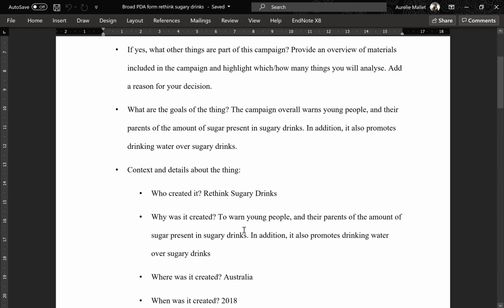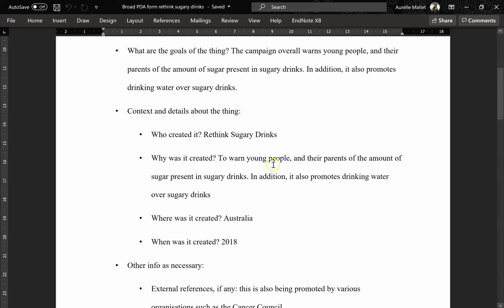So what is the goal of the ad? Overall the campaign warns young people and their parents of the amount of sugar present in sugary drinks. In addition, it also promotes drinking water over sugary drinks, as we saw in the ad with the girl and her family saying that they should go with water instead.